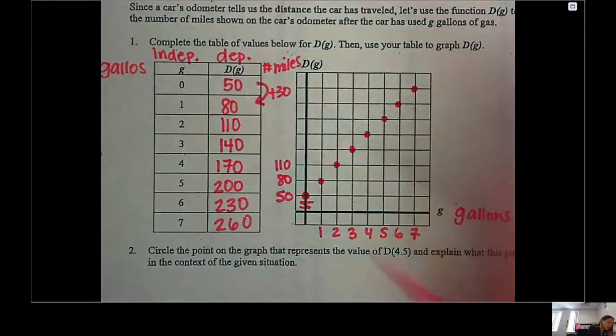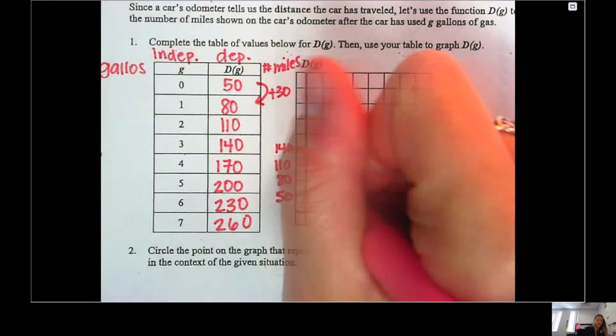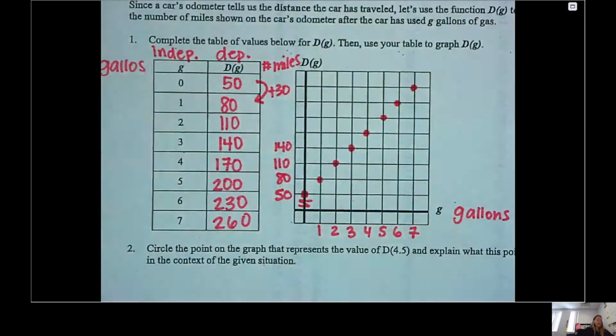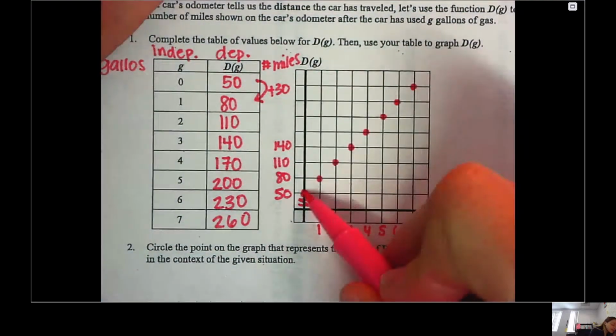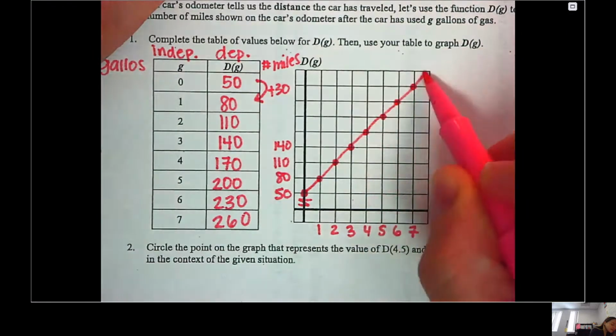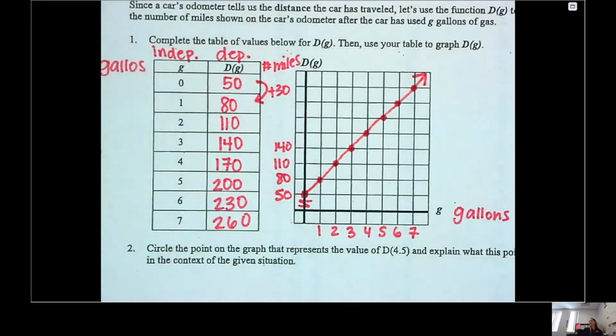If you wanted to put all the numbers, you totally can. Kind of ran out of space. Okay, and then I'm going to make it into a line because I could put more gallons of gas in, right? If I ran out of gas, I could put another gallon in. And I could put another gallon in. And another one. So that's going to consistently go up forever. Okay. So now we've got our graph. We've got our independent variable and our dependent variable.